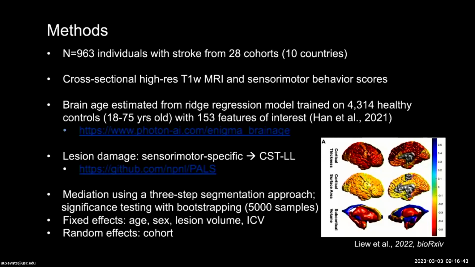We also calculated lesion damage. So we looked both at lesion volume and at corticospinal tract lesion load. We calculated that using a tool called PALS in my lab, which is also freely available. And then we did a mediation analysis using a three-step regression approach with significance testing with bootstrapping. We had fixed effects of age, sex, lesion volume, and intracranial volume, and a random effect of cohort because it was a multi-cohort study.